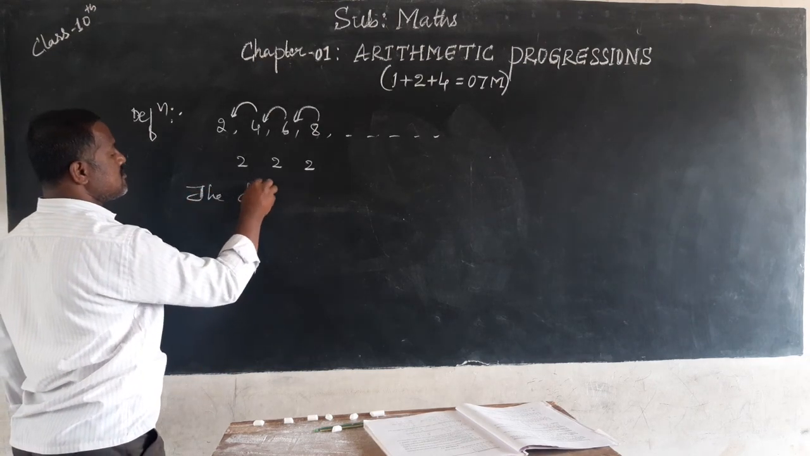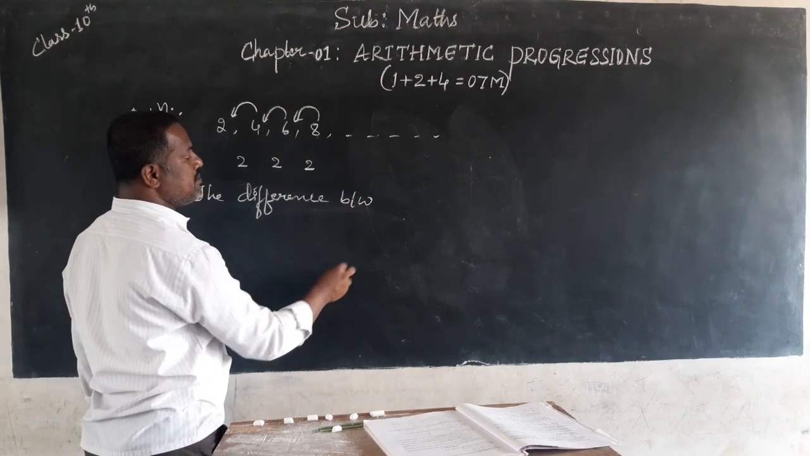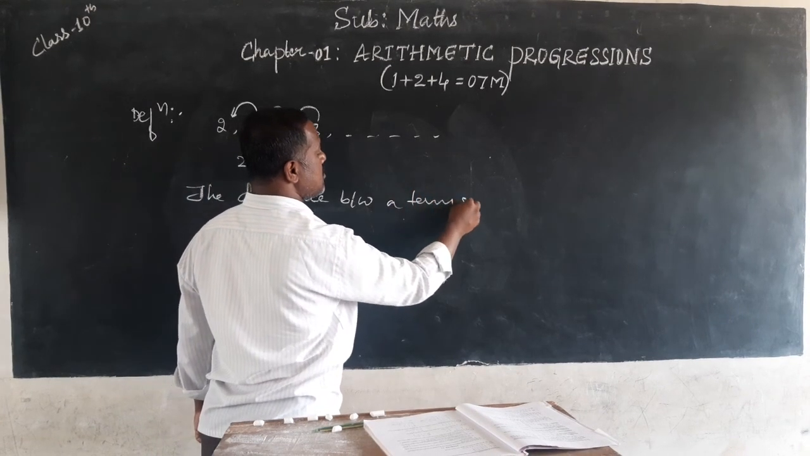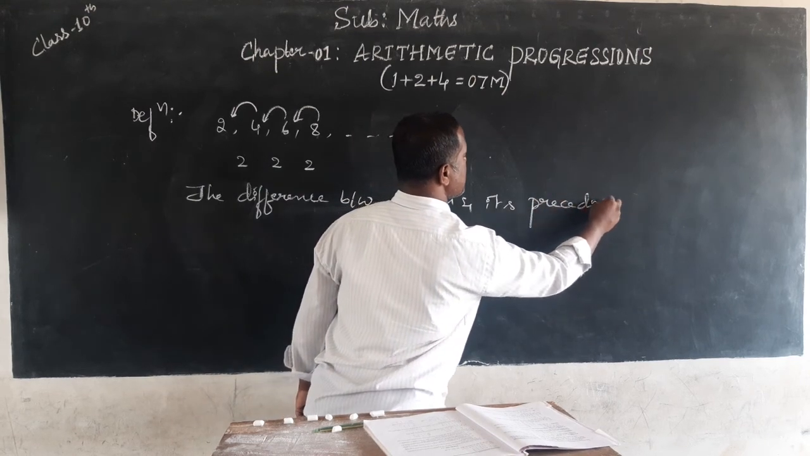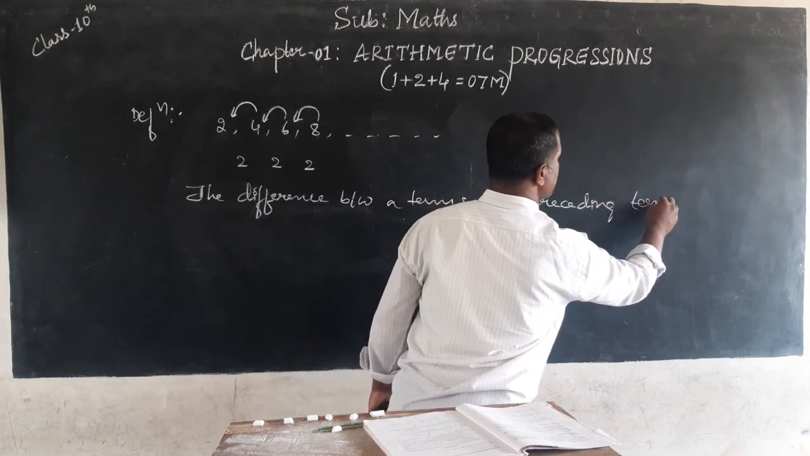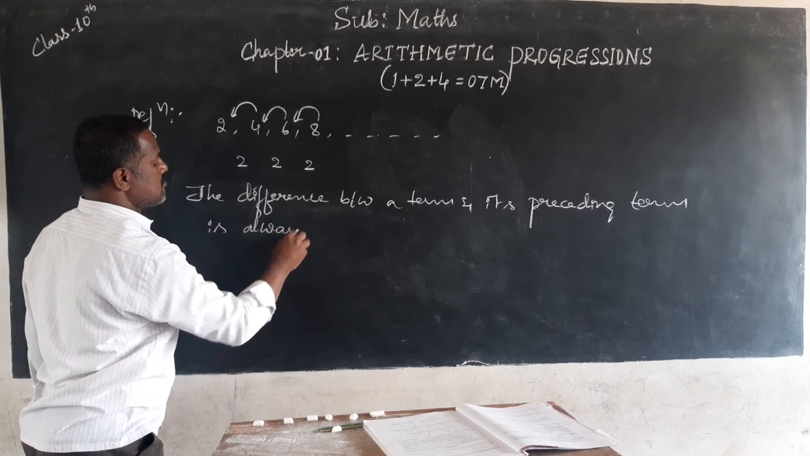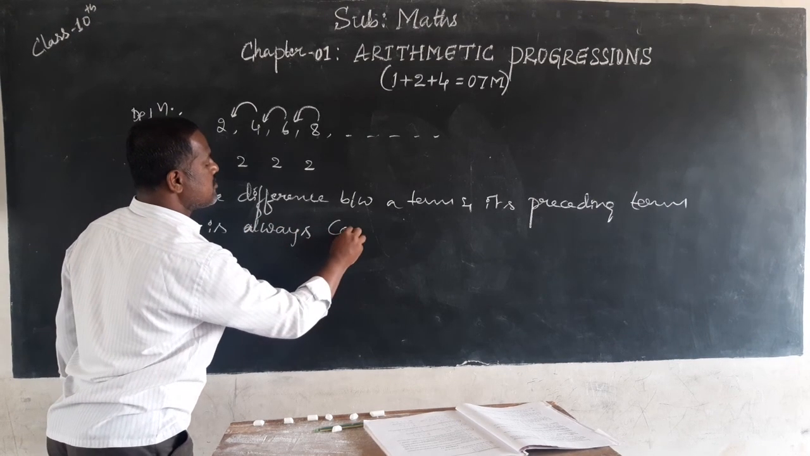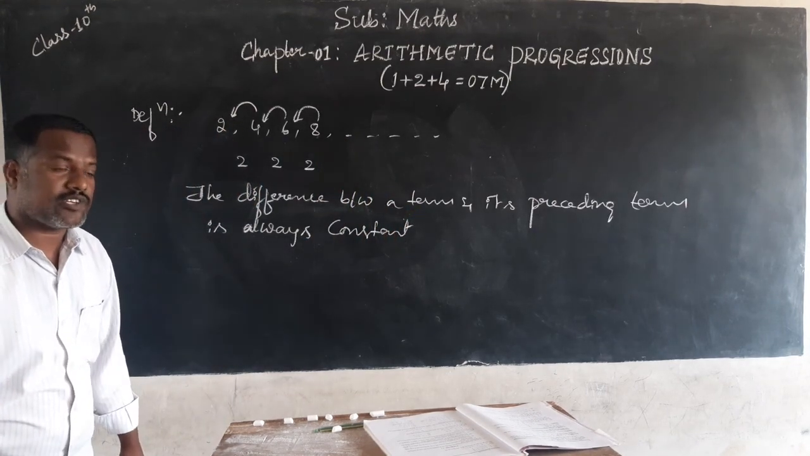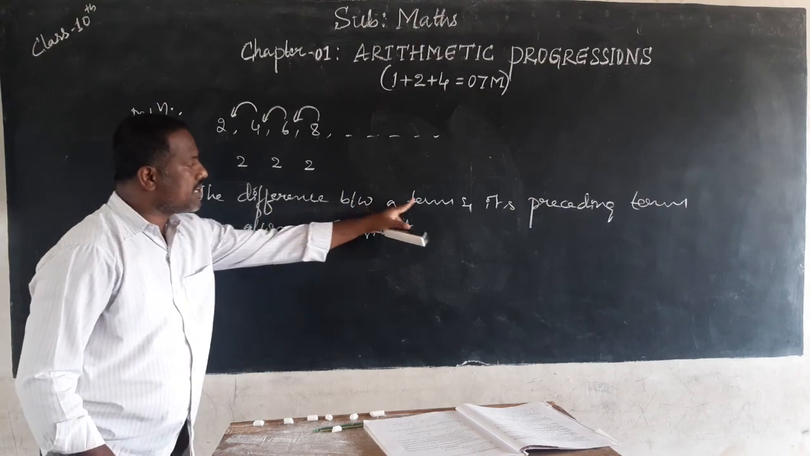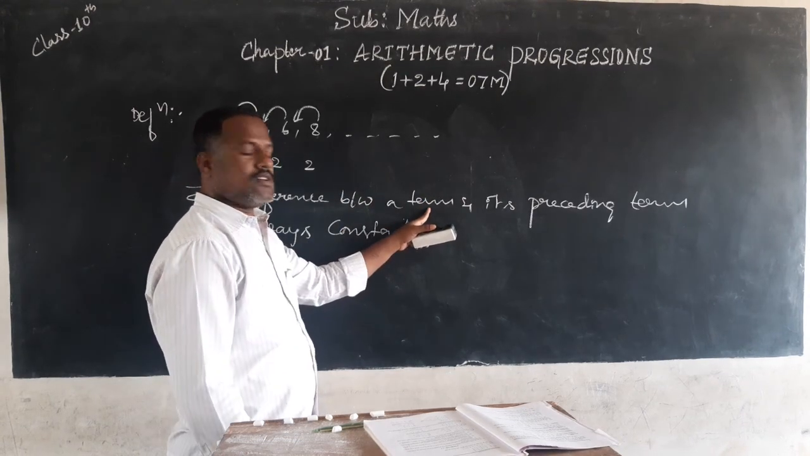The difference between a term and its preceding term is always constant. Such a progression is called arithmetic progression. See here, the difference between a term and its preceding term is always constant. So we will take another example.